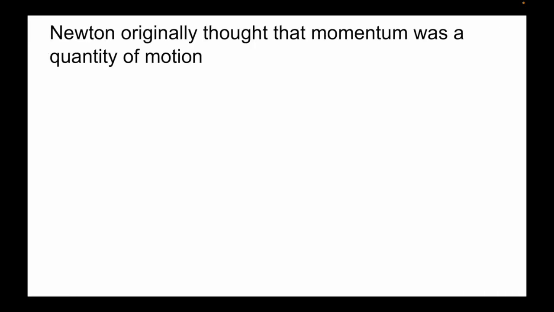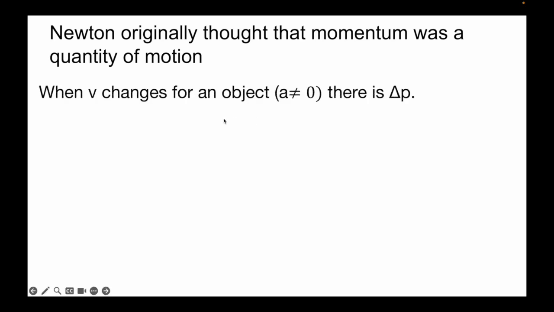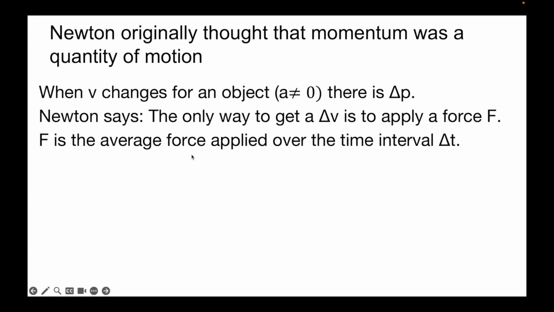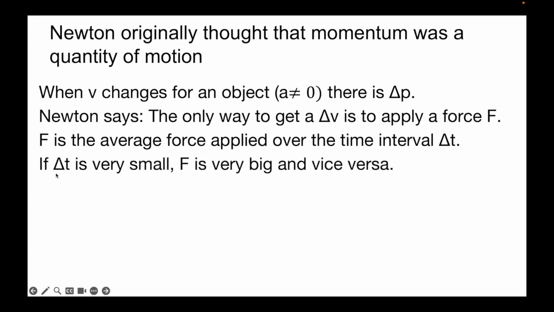Newton originally thought that momentum was a quantity of motion, so he put it into his Newton 2. When v changes for an object, the acceleration is 0, therefore there is no change in momentum. Newton says the only way to get a change in velocity is to apply a force. The force is the average force applied over a time interval, which is our delta t. And if delta t is very small, our F is going to be very big, and vice versa.